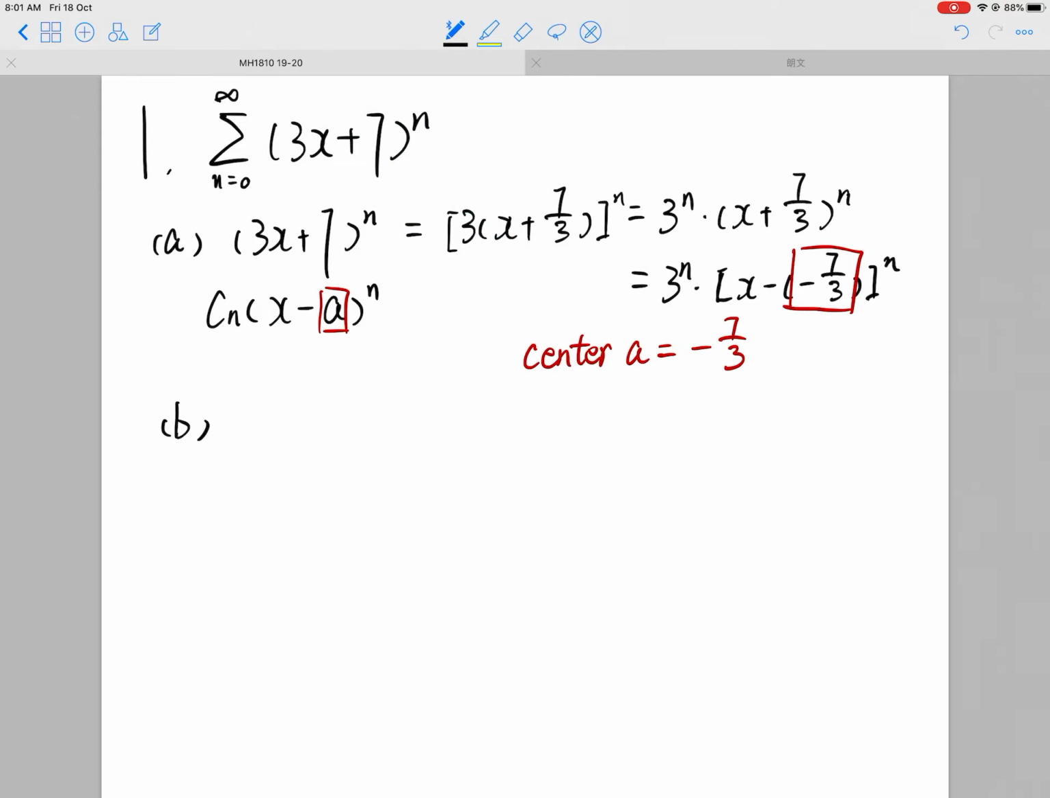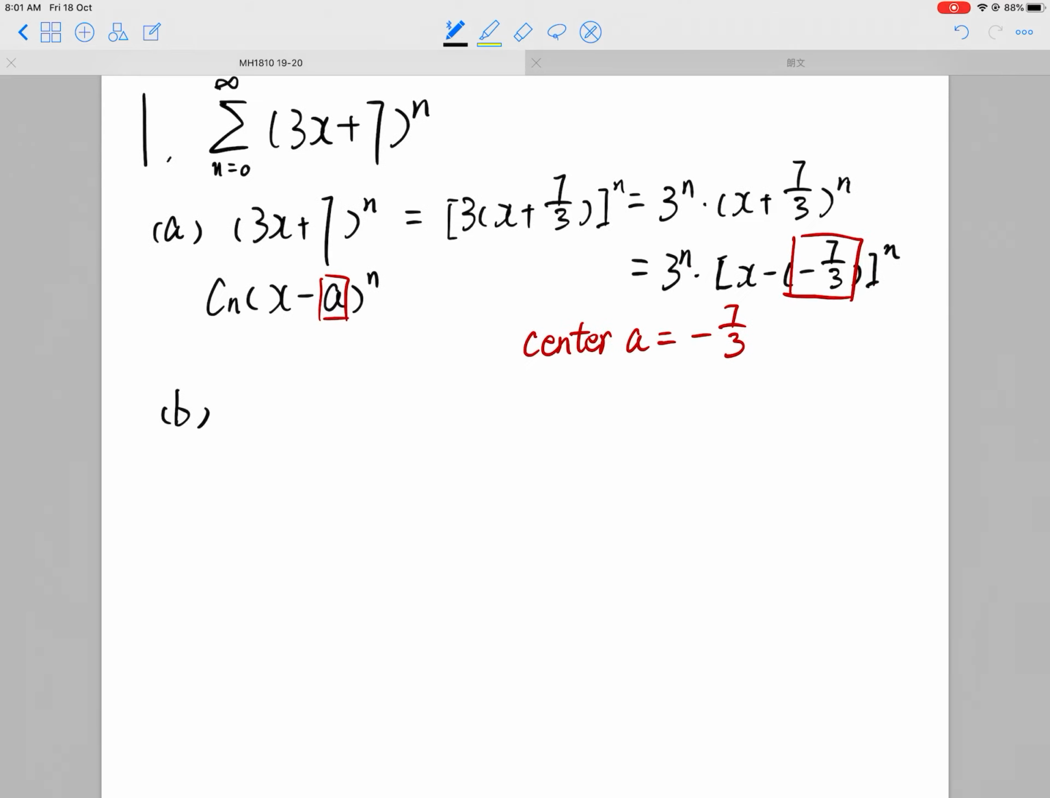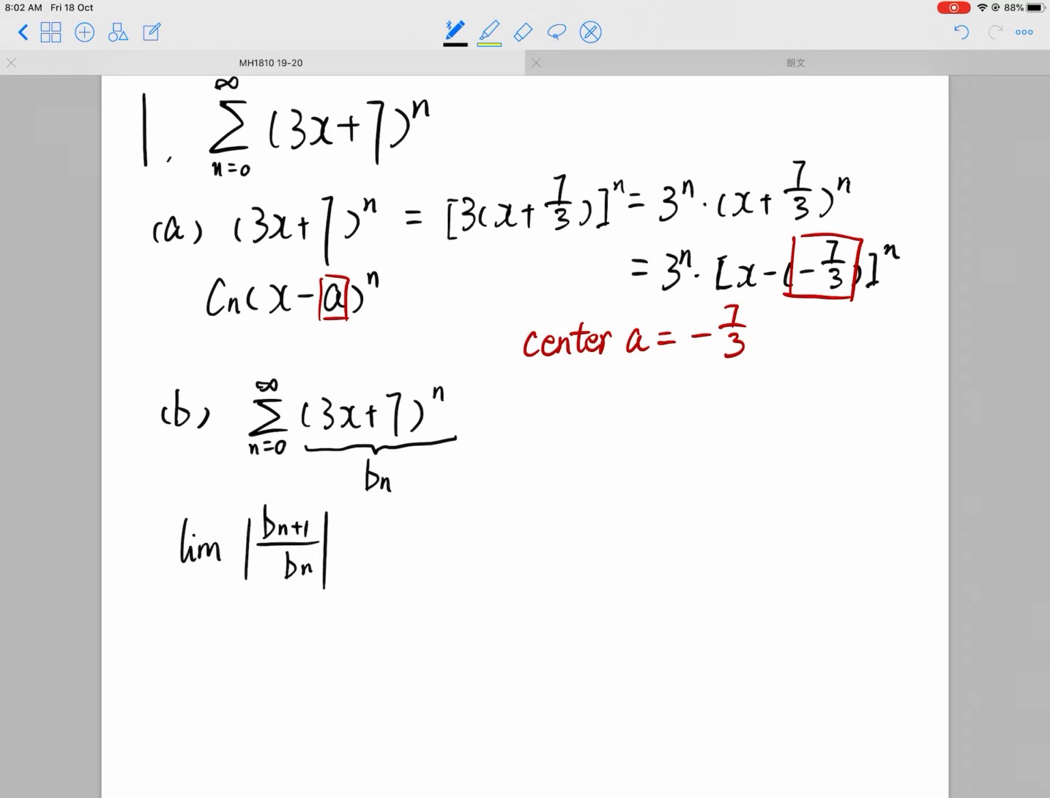Part B. Determine the radius of convergence. You can use the ratio test. So let's call this part Bn. What is a ratio test? The ratio test is the absolute value of the ratio of Bn+1 over Bn, as n approaches infinity.